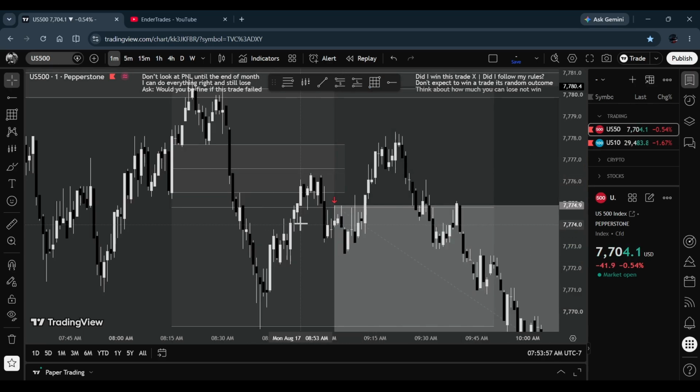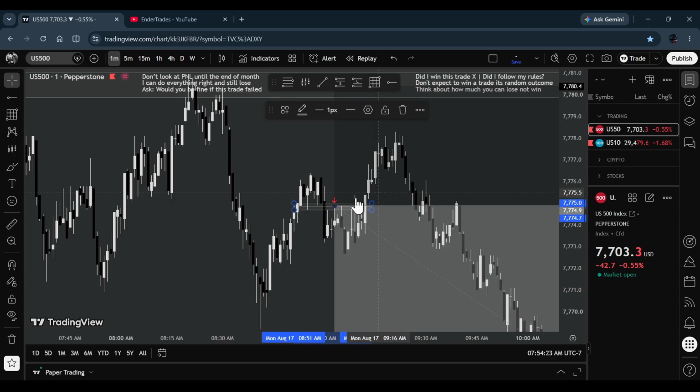Then I scaled down to the 1 minute. Then we confirmed that orders were filled by breaking this 1 minute low. This is where I entered. And I put a limit order right here in this 1 minute gap to get a better fill. There were no news, so the structure was really clean.